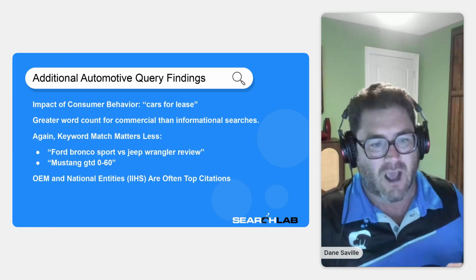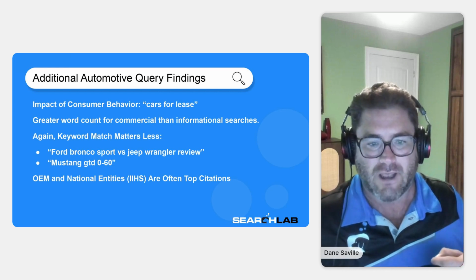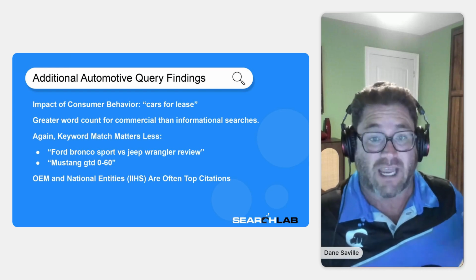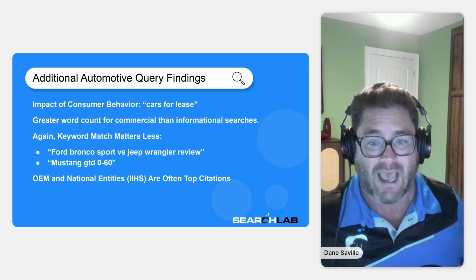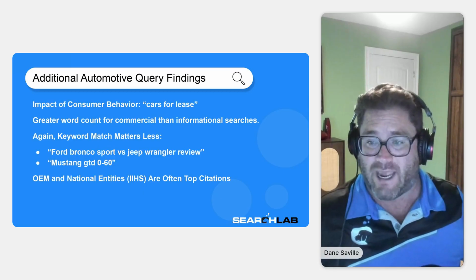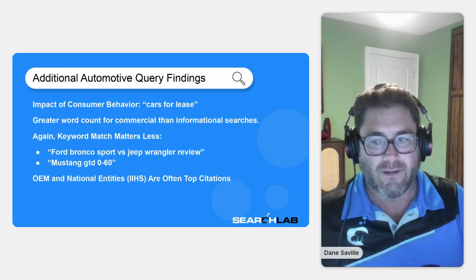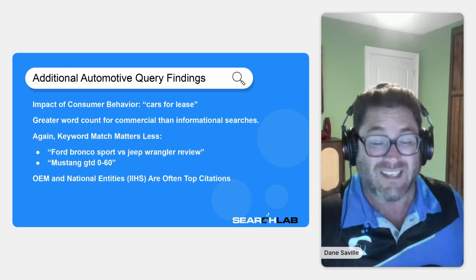So again, it's not really about matching exactly to the keyword, but having a sense of how to satisfy the search. And then the Mustang search also did not have AI citations that had phrasing of Mustang GTD 0 to 60 in the title tag. However, the sources used as citations did mention 0 to 60 in the content with the answer. And they were nearly 600 words longer than the 5th citation that did have exact phrasing.